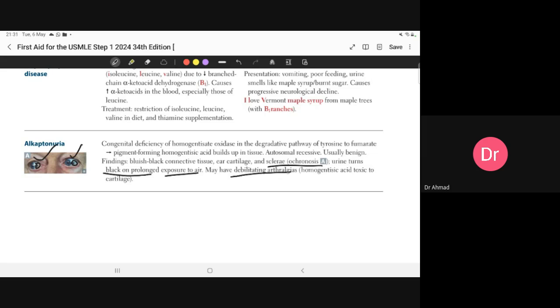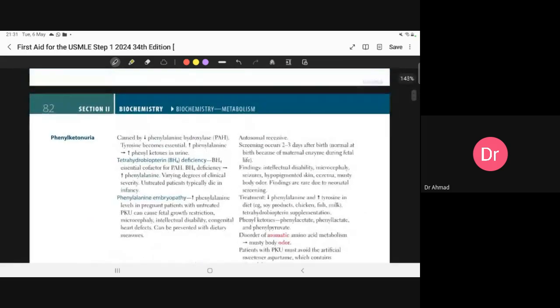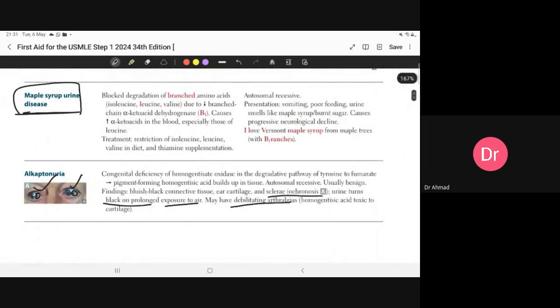Now we will discuss maple syrup urine disease. In this, it is a disorder of your amino acids that are not related to this stuff. Okay, it's just that you have branched amino acids. And what kind of branched amino acids? You have three branched amino acids: isoleucine, leucine, and valine. Okay, they cannot be metabolized, and because they are not metabolized, you develop maple syrup urine disease, in which your urine smells like burnt sugar. Okay, that's why the name maple syrup urine disease.